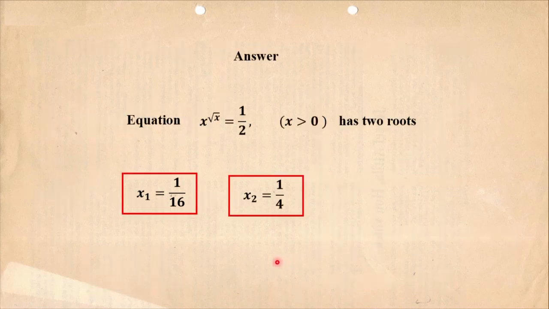So the problem is solved completely. The answer is that this equation has two roots, x1 equal 1 over 16 and x2 equal 1 over 4.